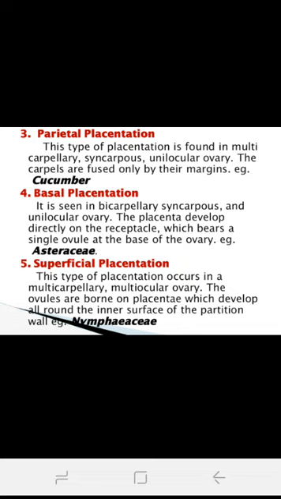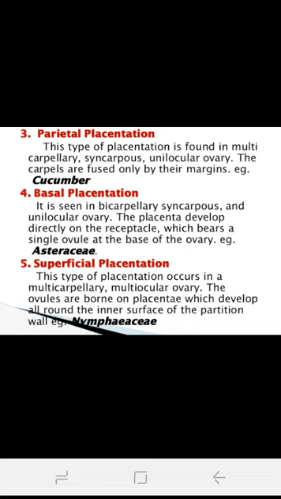Then basal placentation, observed in bicarpellary syncarpous unilocular ovary. Placenta develops directly on the receptacle, with only a single ovule at the base of the ovary. Example is Asteraceae. Then superficial placentation.